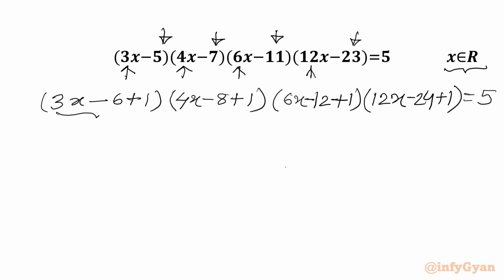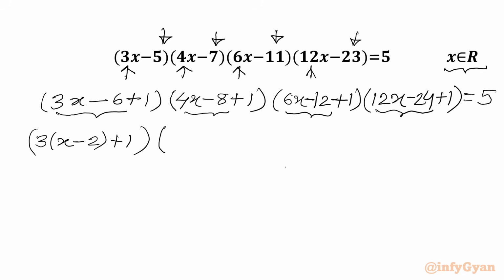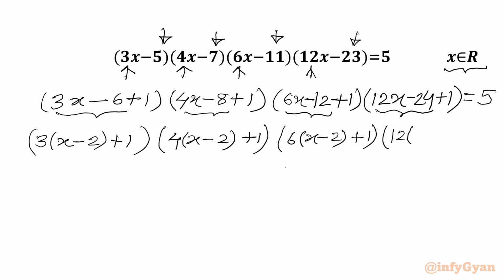Now we can take 3 common from these two, 4 common from these two, 6 common from these two, 12 common from these two terms. We will get 3 times x minus 2 plus 1. Then we'll write 4 times x minus 2 plus 1. Then we'll have 6 times x minus 2 plus 1. And then we'll write 12 times x minus 2 plus 1 equal to 5.